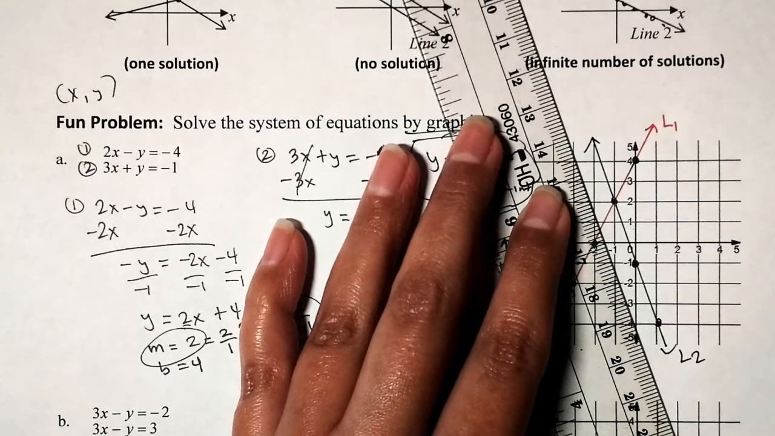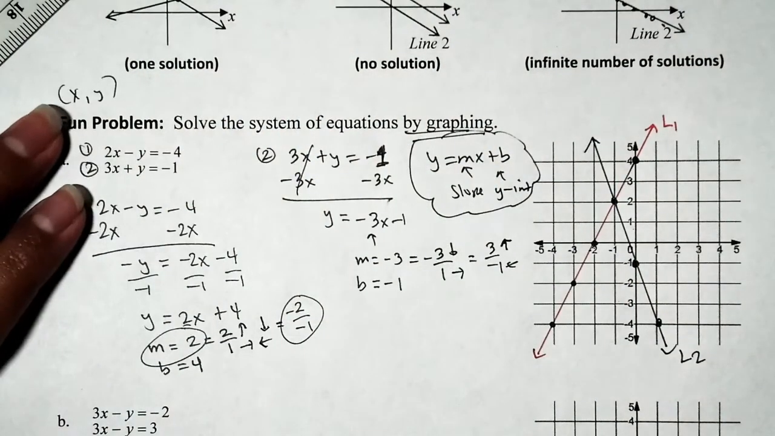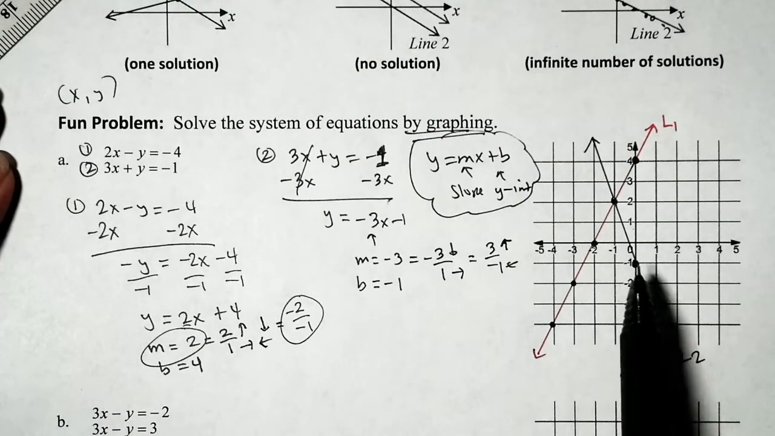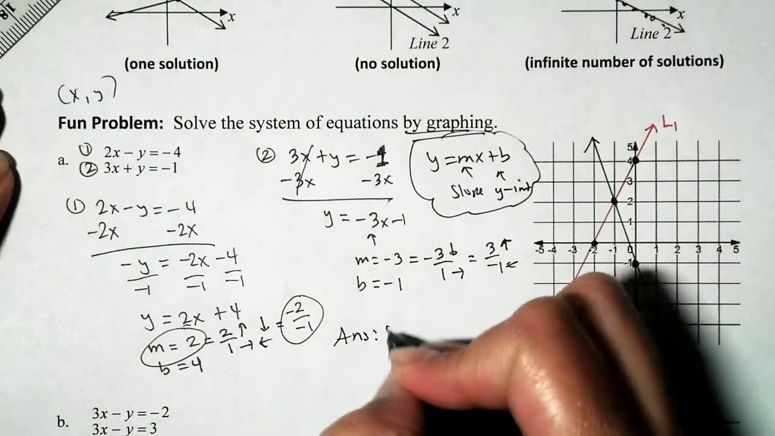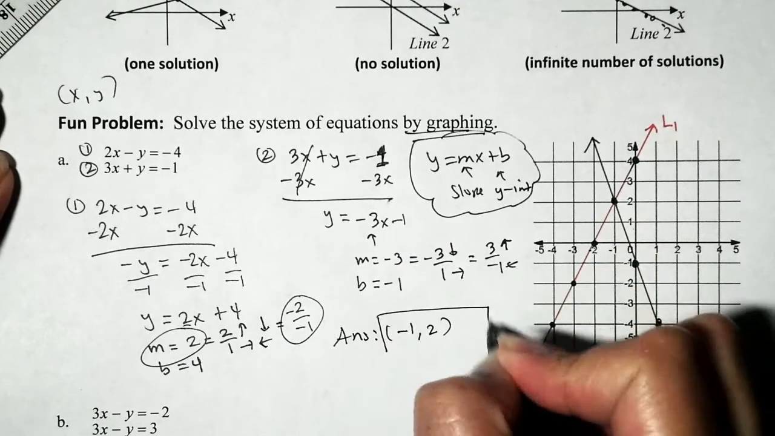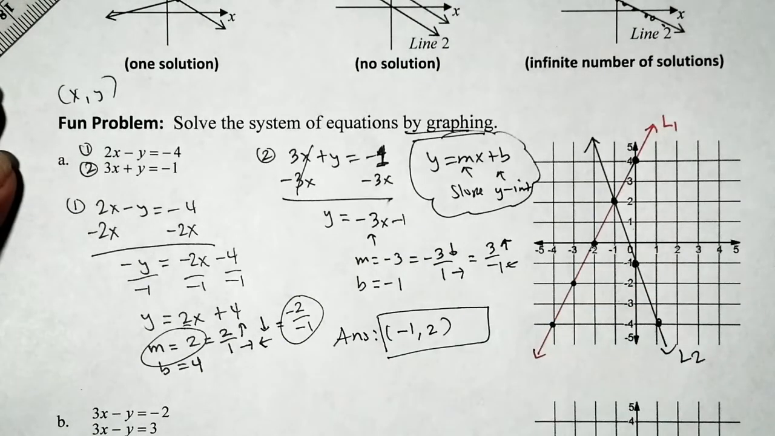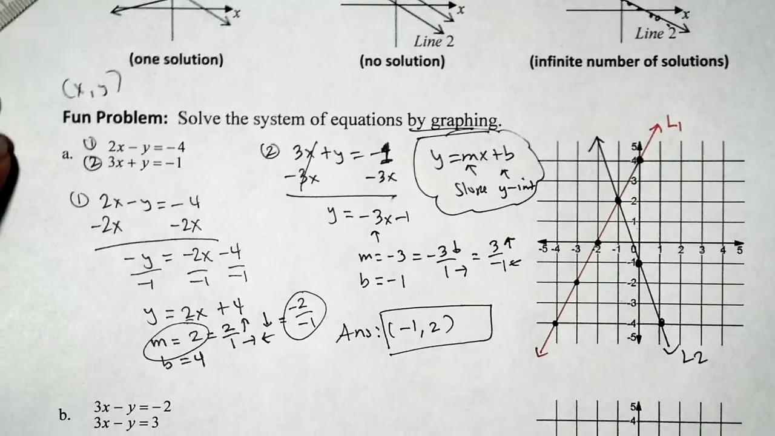And whatever that point of intersection is, that will be the solution. So if my eyes don't fail me, I believe the lines intersect at negative 1, 2. So the solution is given by negative 1, 2. What is the solution to a system of equations? The solution to a system of equations is that one point, or those ordered pairs, that are solutions to all the equations in the system. So in this case, it's negative 1, 2.